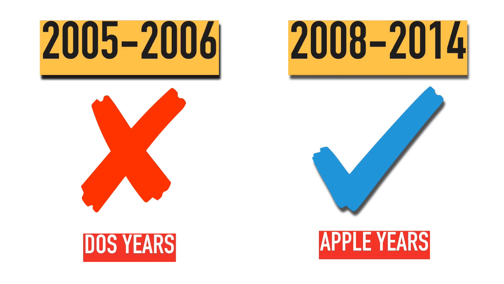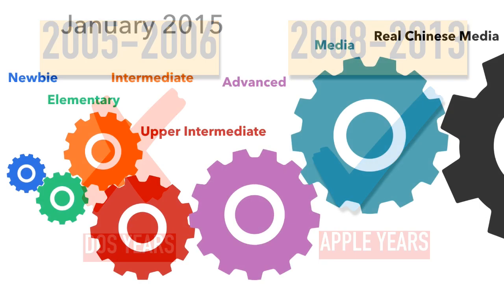Now, I do want to modify that a little bit. 2007, I think, was pretty good. So 2005, 2006, the DOS years. And I have to also say, lately, I've done some 2014 lessons and I've discovered, I don't know quite what happened, but the quality went down. The consistency of the difficulty level seemed to slide. So actually, I'm calling 2008 through 2013 the Apple years. So if you want to look for the Apple years, 2008 through 2013, that's where I try to stay.